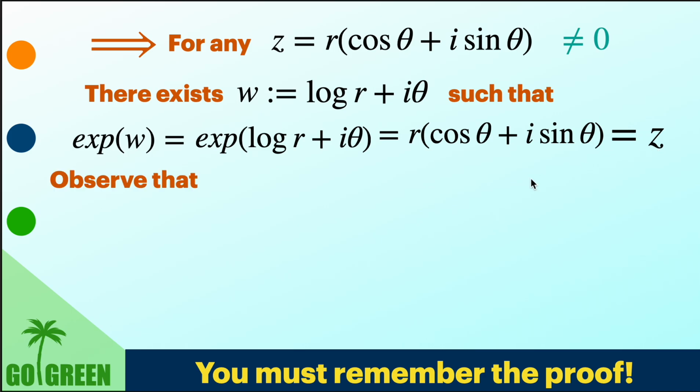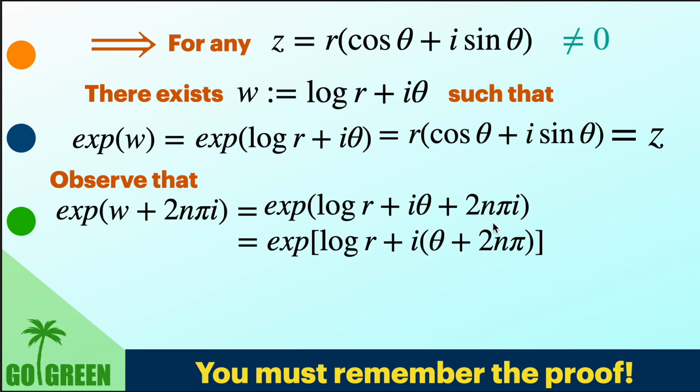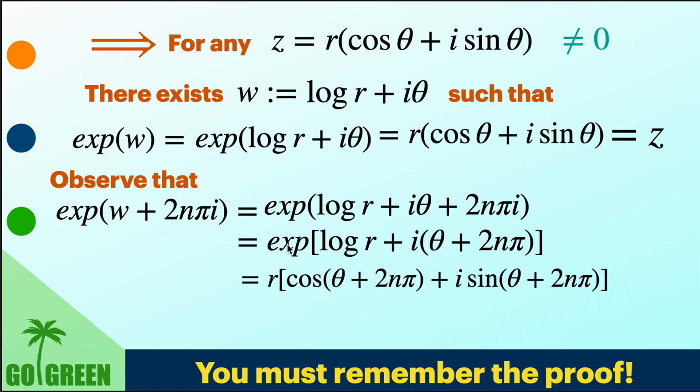So there is another observation which is very important. Just suppose exponential w is z, for some z, then what is exponential of w plus 2n pi i? If you want to calculate, this is just exponential of log r plus i theta, because w is log r plus i theta, plus 2n pi i as it is. Then, I am using third bracket, this becomes log r plus i into theta plus 2n pi. Very simple calculation. And then exponential of log r plus i times theta plus 2n pi.